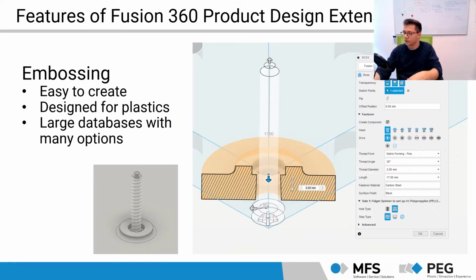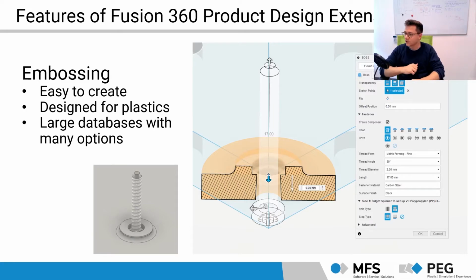So this is a very nice tiny feature inside the product design extension. From then on, it's going a little bit more into the more practical part. We have embossings, for example. This is a very nice and easy way to create embossings. You have a whole database basically of options to select from. So as you can see here on the right, there are different types of screws that you can choose.